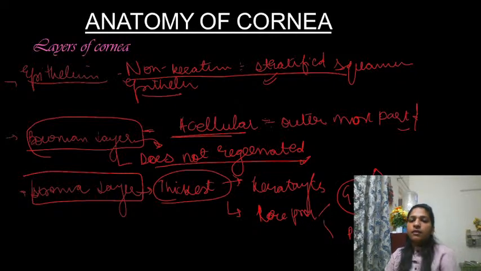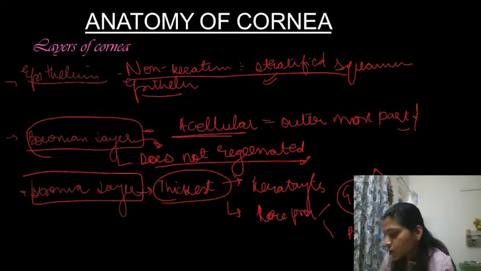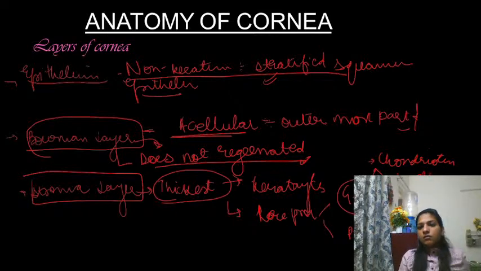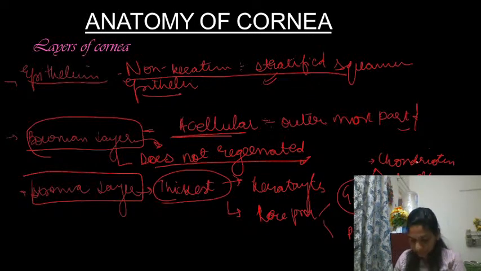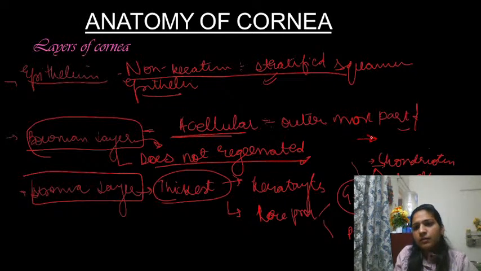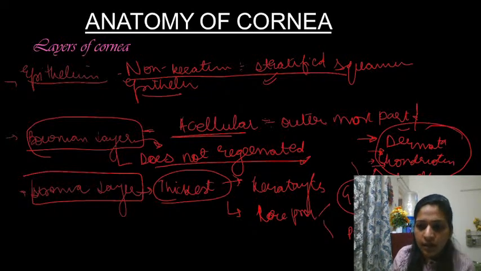Can anyone tell me the GAGs, the glycosaminoglycans, which are present in the stroma of the cornea? They are chondroitin sulfate and dermatan sulfate, not heparan sulfate. These two are present in the cornea. And proteoglycans.